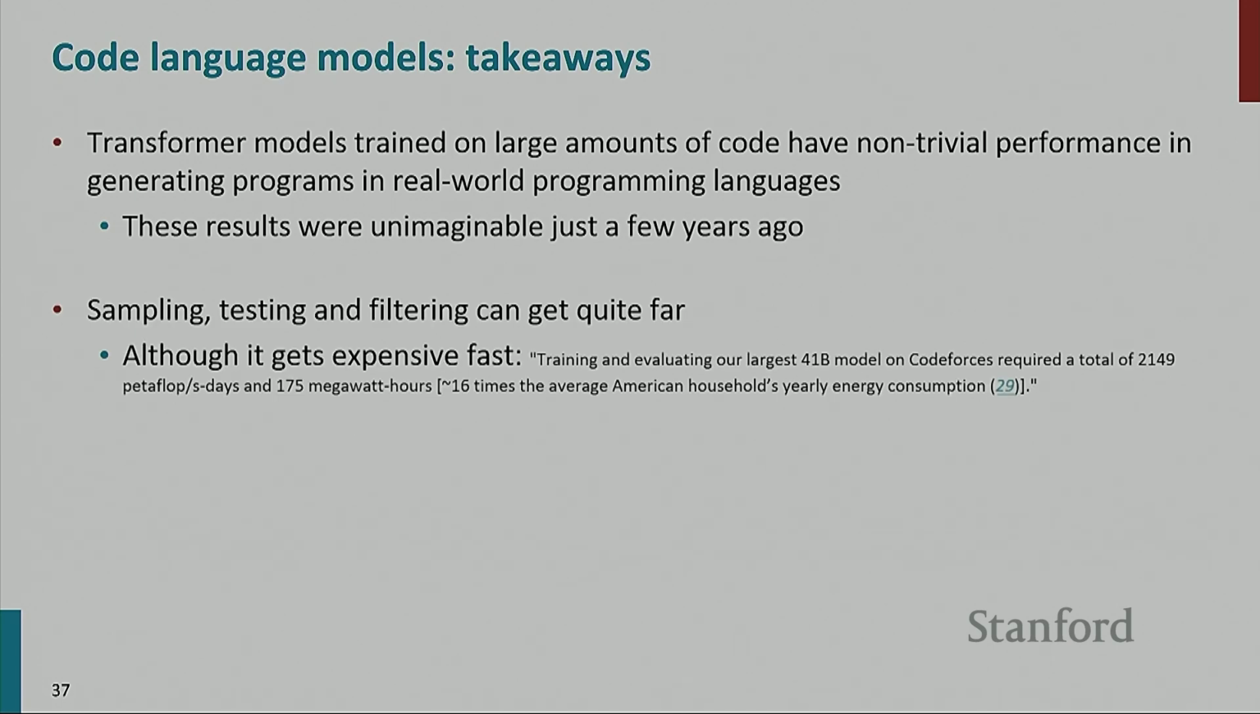And it seems like sampling and testing and filtering can get quite far, but it also gets expensive quite fast, right? So the AlphaCode, for example, just training and evaluating their largest model used the equivalent energy of like 16 American households a year, for example. Like we can't also have everyone using these models at this scale all the time.